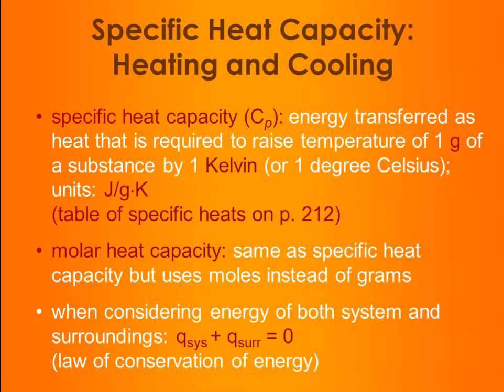So for specific heat capacity, if you see units in joules per gram Kelvin or joules per gram degrees Celsius, you do not have to do any crazy conversions because we're dealing with a change of temperature by 1. We don't have to do any conversions with our temperatures. And this specific heat capacity works whether you are raising the temperature or whether you are cooling it down.